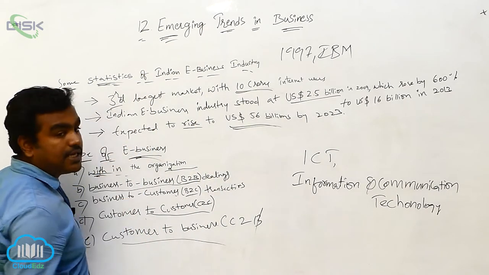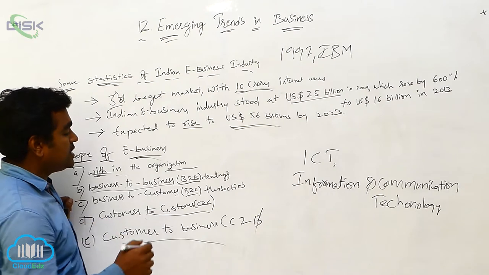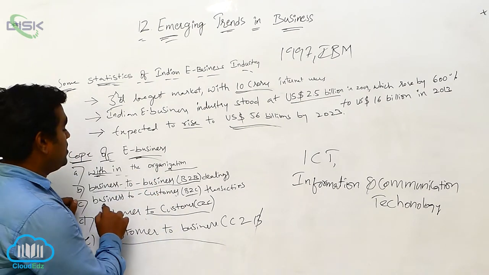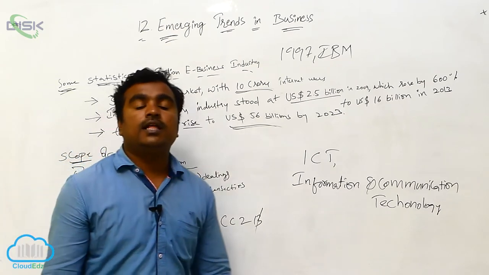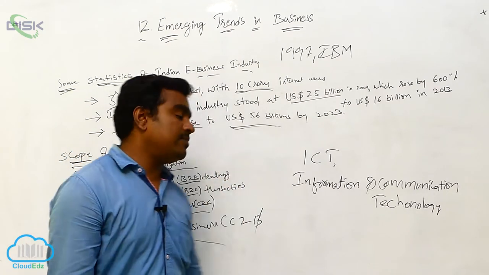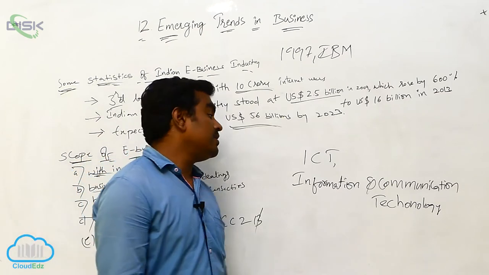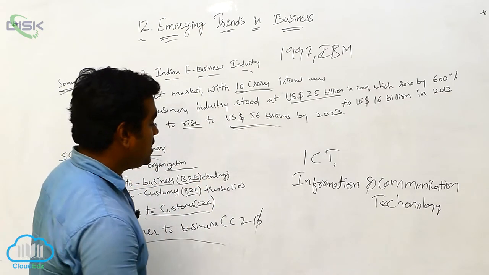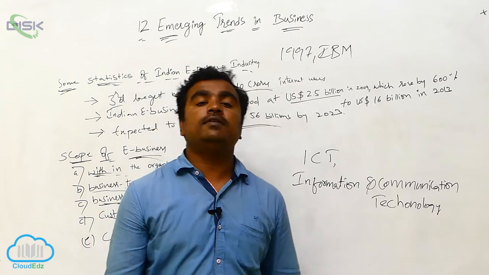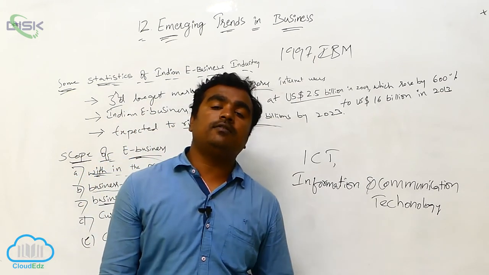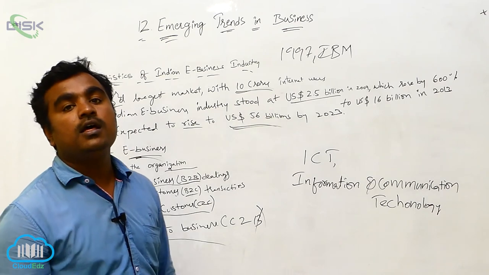So first one, within the organization, and B2B, the exchange of goods and services from one business to another business. Next, B2C, business to customers: the exchange of goods and services from business to customers. Next, customer to customer, where the customer offers its products and services through online. And customer to business, that is C2B, where a customer prepares project work and sells it to the business organization that needs project work. So this is the scope of e-business.